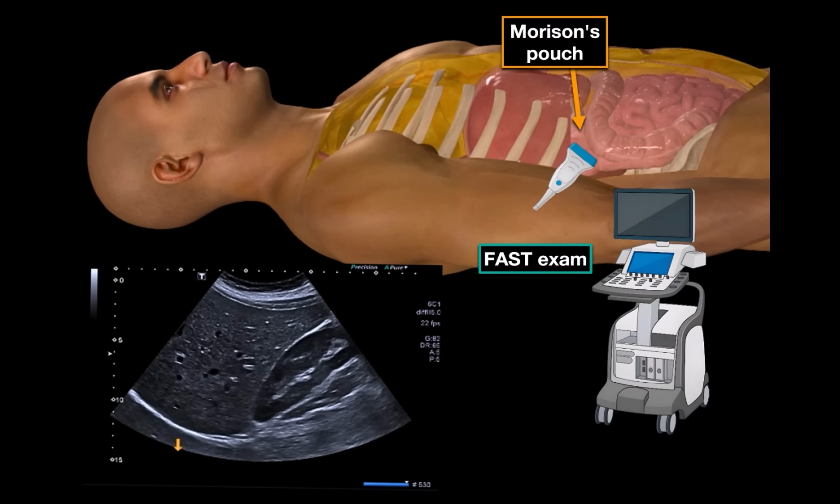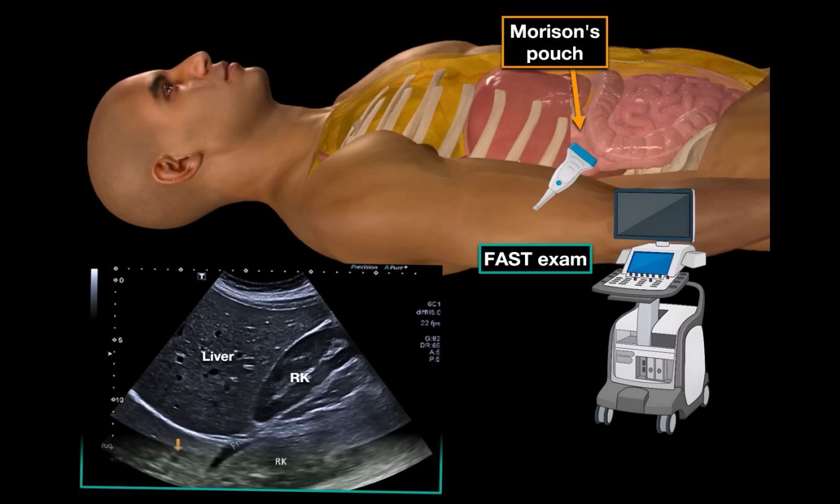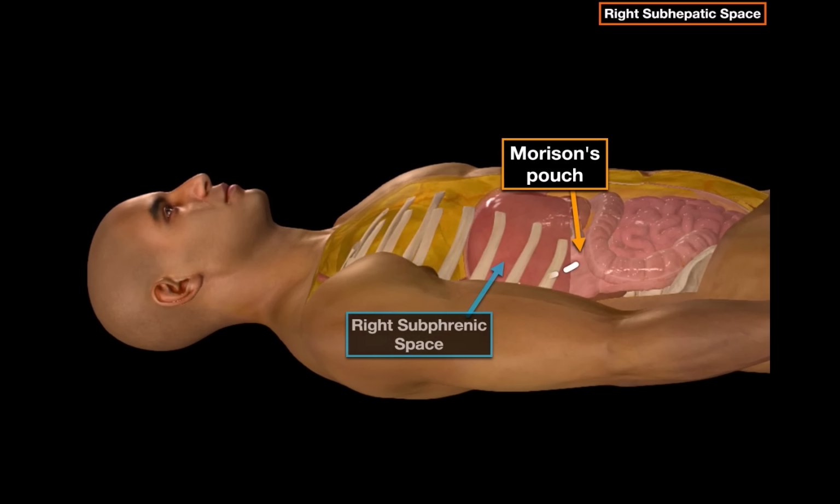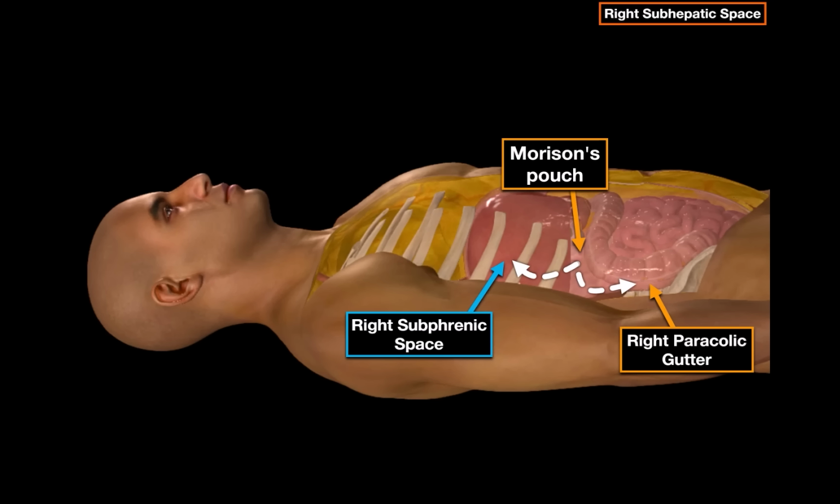And what you would normally see is the liver and the right kidney without any fluid between them. But if there is free fluid, it will appear as a dark anechoic stripe between the liver and the kidney. That is blood in Morison's pouch. This space communicates superiorly with the right subphrenic space and inferiorly with the right paracolic gutter, so fluid can arrive here from above or from below.